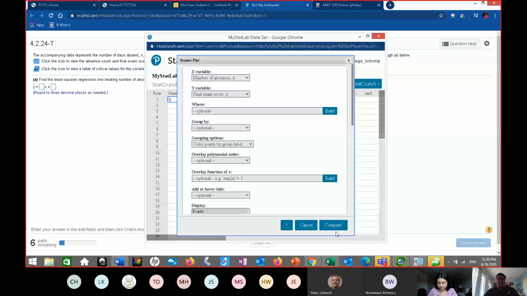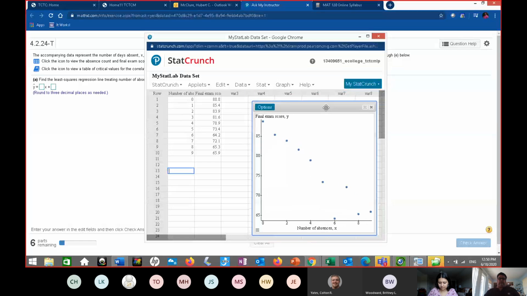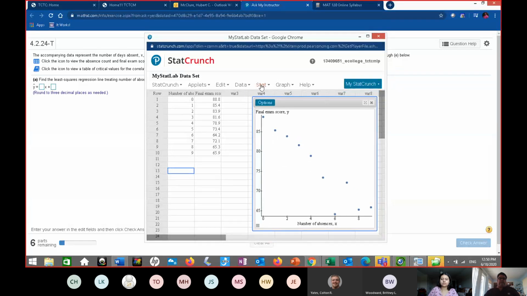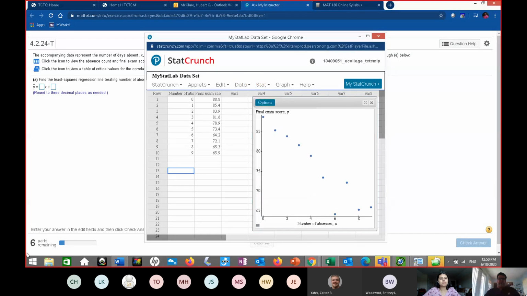Hit compute, and everybody draw that sketch right there so you'll have it. So draw that sketch in your notes for these points. And then we'll do it on the Excel spreadsheet. And you can go back and use the, well, I'm going to let you go ahead and draw that real quick.